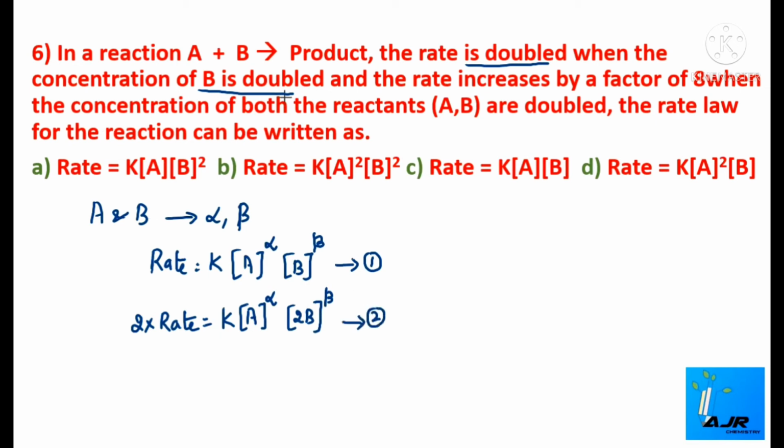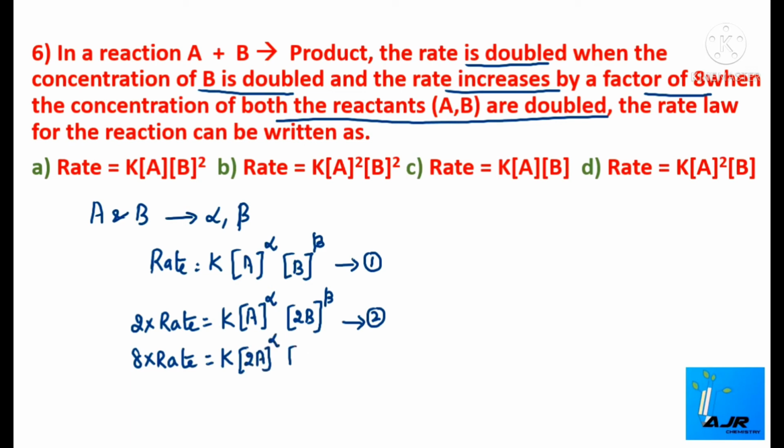Now the second one: the rate increases by a factor of 8 when both the reactants are doubled. So I am going to write again 8 into rate. So the rate is multiplied with 8K. Now here both the reactants are getting doubled, so I'm going to write it like this, 2B. Up top we are going to write the order with respect to B.